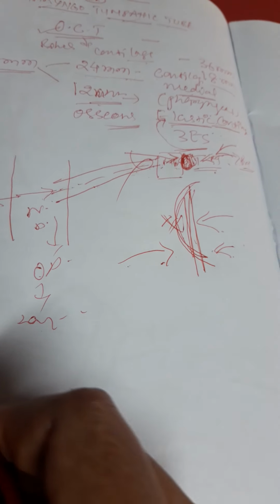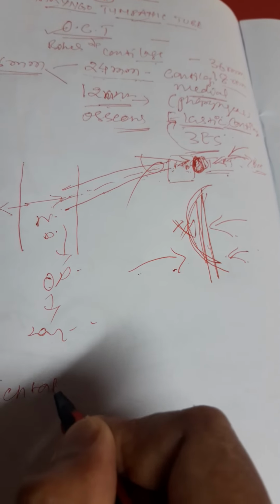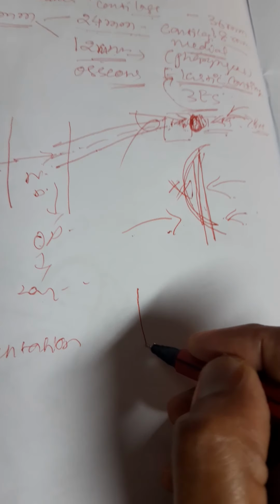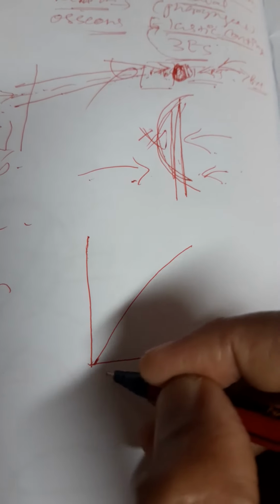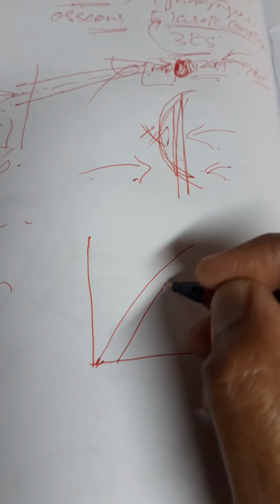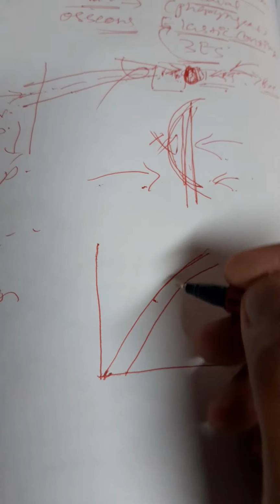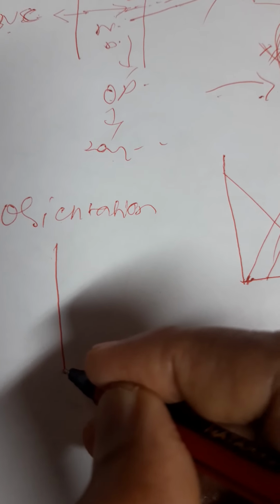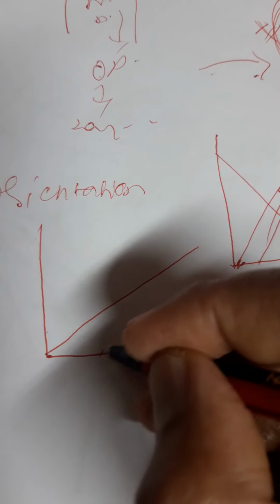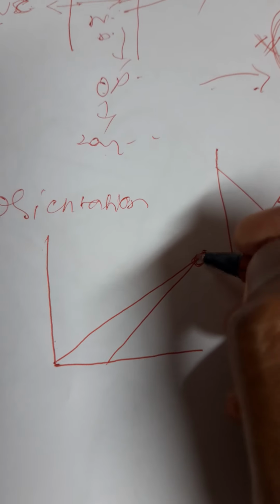Now, once we have seen the function of the auditory tube and its gross measurements, let us see the orientation of the auditory tube, so how it is placed. If you assume that this is the sagittal plane and this is the transverse plane or horizontal plane, it is placed in such a way that, so this is the tube.